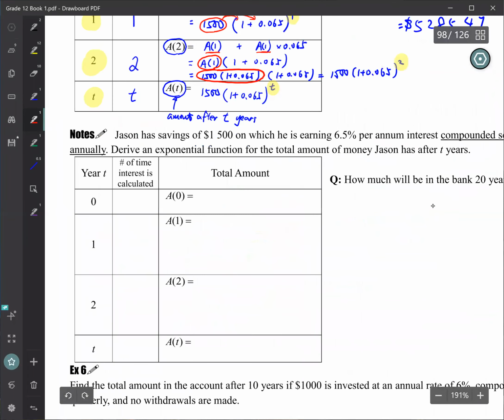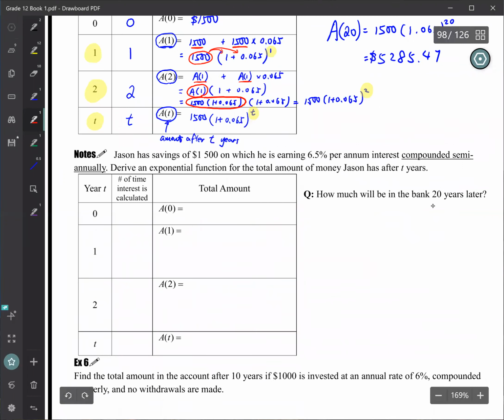So let's look at an example here. You start with 1,500 again, okay? Let's try to keep it simple, right? Same amount to start. So initial will be 0 times. Amount at 0 year is 1,500 because there's no interest yet. Okay, interest rate I'm keeping the same as well, but this time the interest is semi-annually, right? Compound is semi-annually.